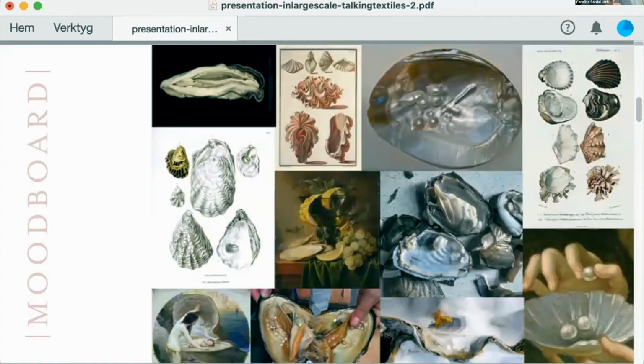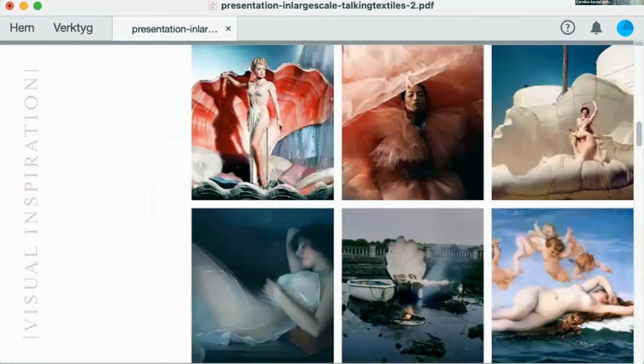The project started with my interest in historical symbolism connected to shells and pearls in ancient cultures and their connection to love deities around the world, which I researched through literature and art. This is my mood board where I focused on the aesthetic and visual properties of oysters and how they have been portrayed in art in more recent history. I continued with the visual inspiration on how the subject has been portrayed in photography, art, fashion, and motion pictures.